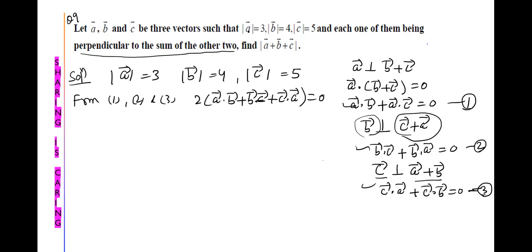Okay, so we are given the magnitudes of these three vectors A, B, C. We want the magnitude of A plus B plus C. So we can start with the square of the magnitude of A plus B plus C.